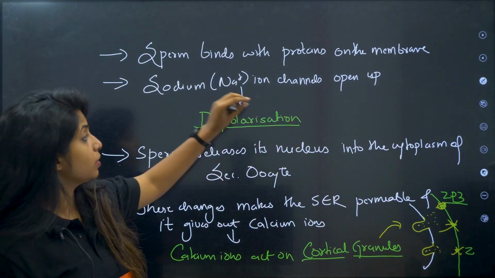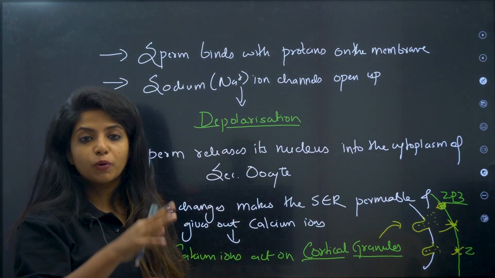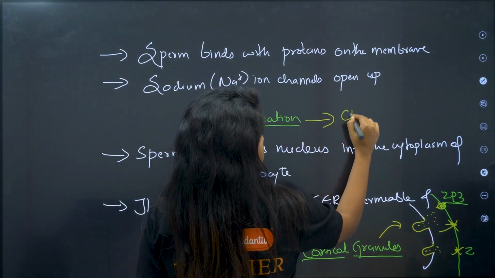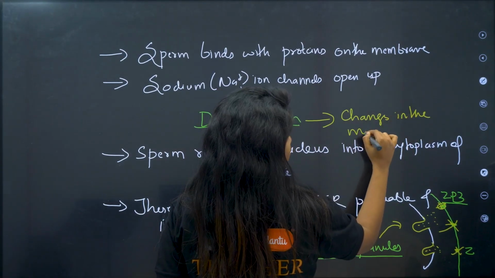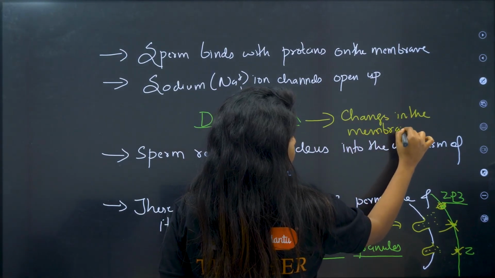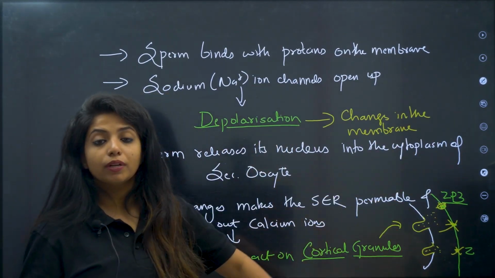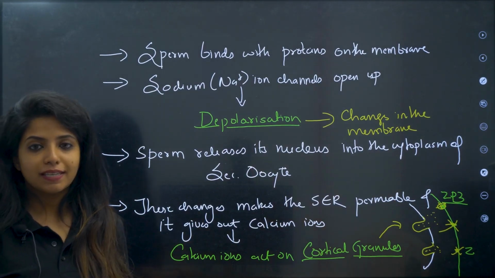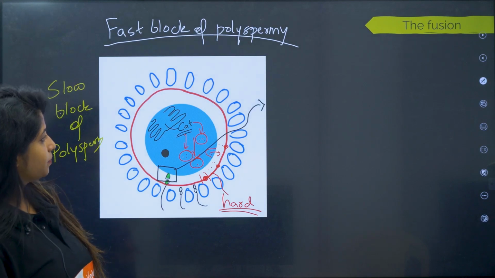So this is known as slow block of polyspermy, and this is known as what? Fast block of polyspermy, because when the depolarization happens, no more sperm can come, and there will be certain changes in the membrane such that no sperm can come and fuse. Apart from removing the ZP3 proteins, it will also harden the zona pellucida. Okay, I hope this is clear to you. So that was all about it.